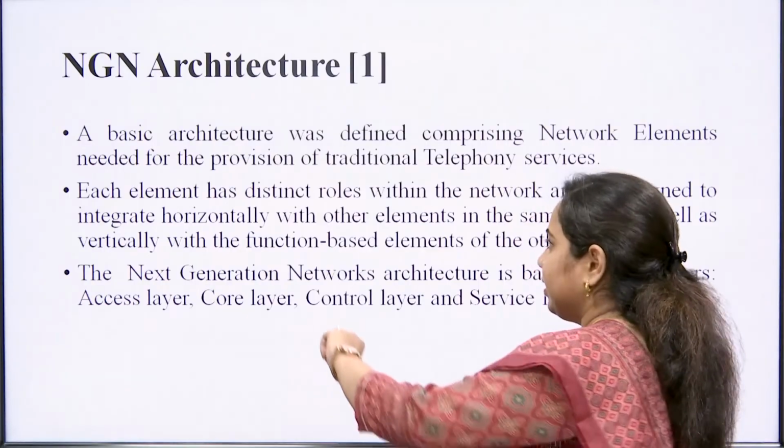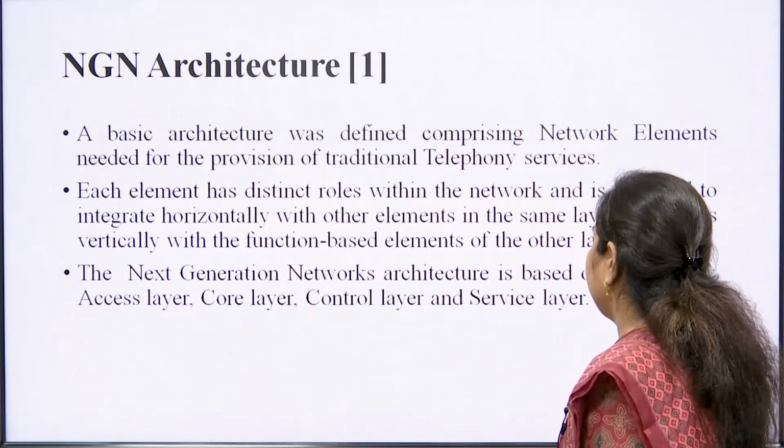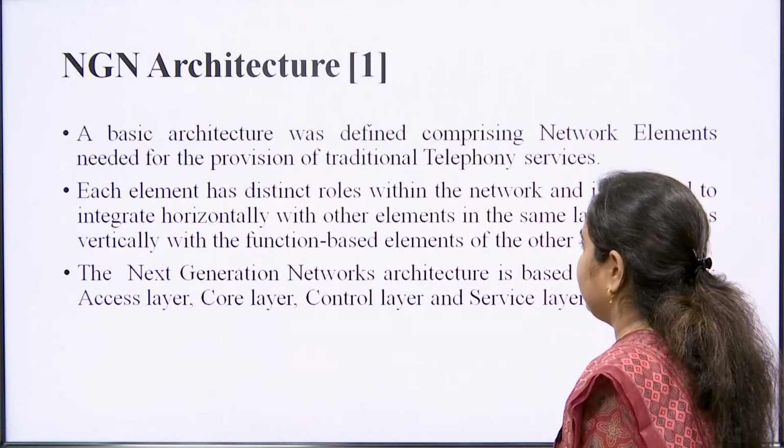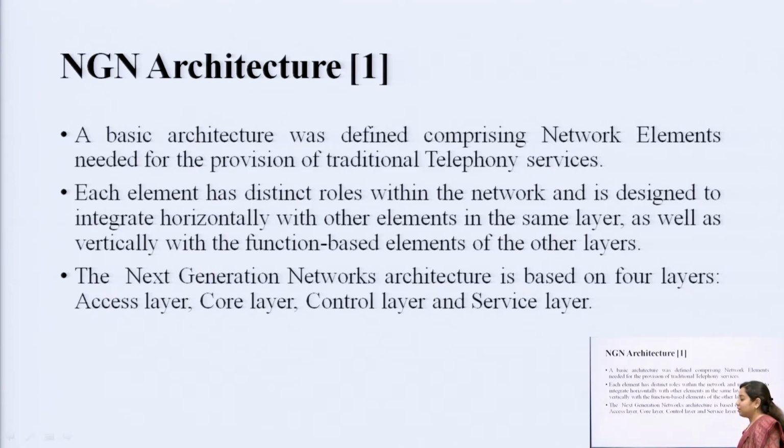Now, NGN architecture: the basic architecture was defined comprising network elements needed for the provision of traditional telephony services. So, the basic kind of architecture that was designed at the very first time was used for telephony services. We do not require to transfer data, because internet use was not at as high a rate as compared to what we have now.